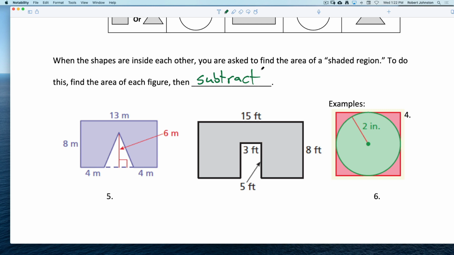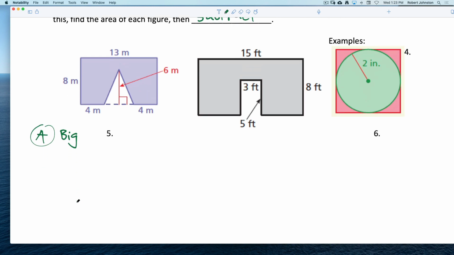But you can find the area of the whole rectangle and then take away the part you don't want. We don't want this triangle because it's not shaded. They only want the area of the shaded part. So we're going to find the area of the whole thing and then take away the part that we don't want, which is that middle chunk. So step 1, or I'm going to call it step A, find the area of the big one. So this is the area of the big shape, the shape that covers everything.